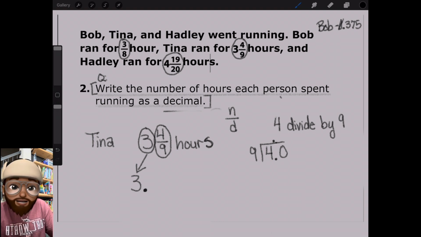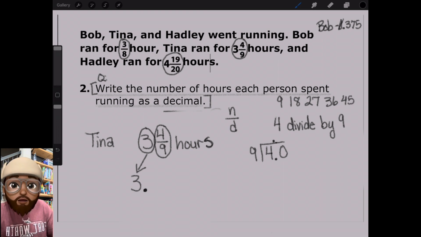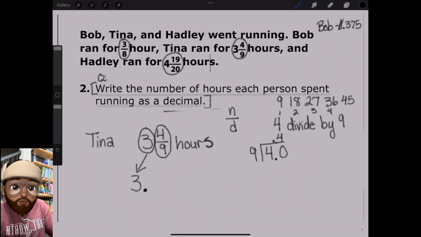So 9 can go into 40. Let's see how many times. 9, 18, 27, 36, 45. 45 is too much, so 36 would be 1, 2, 3, 4 times. 9 can go into 40 4 times. 4 times 9 would be 36, and we're left with the remainder of 4.